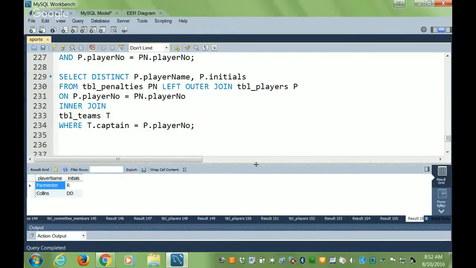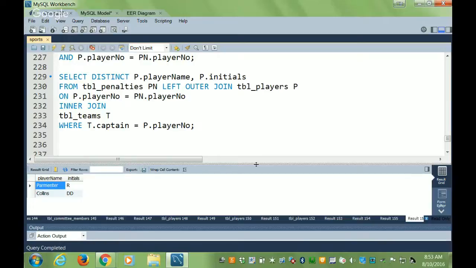So again, I'm trying to think which is more efficient, because I first found out people who paid penalties and then said they were captains. You can say, can I go the opposite way? Can I first find who the captain is? The only problem is because you need the player name and initials, and those two fields are coming from the players table, the select clause has to go from it definitely.